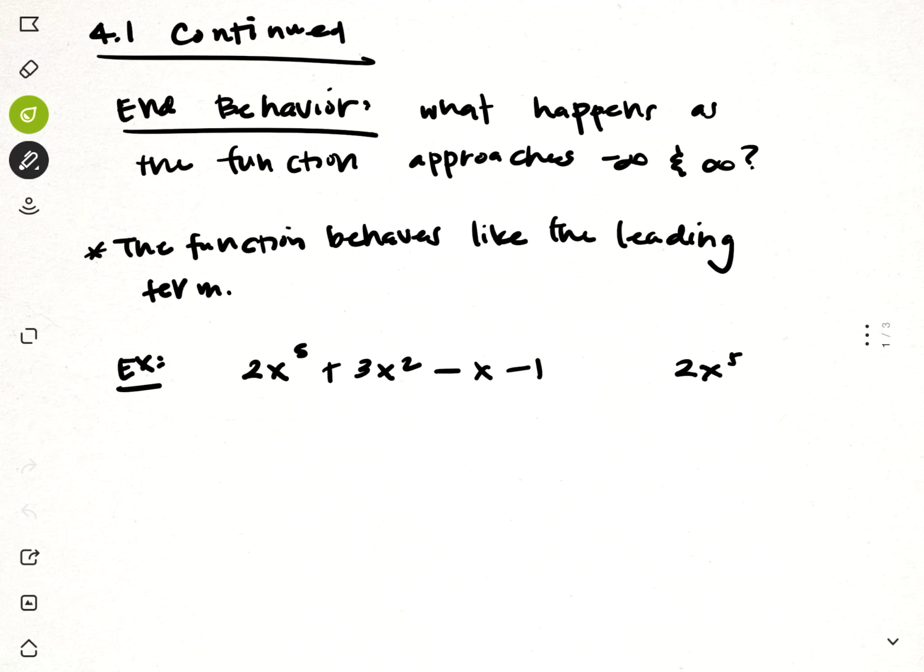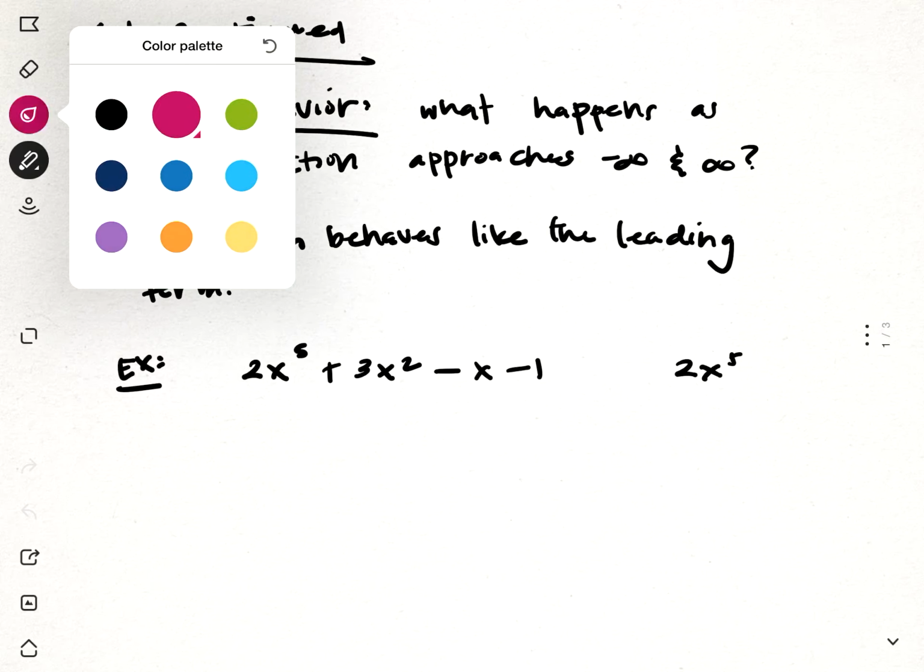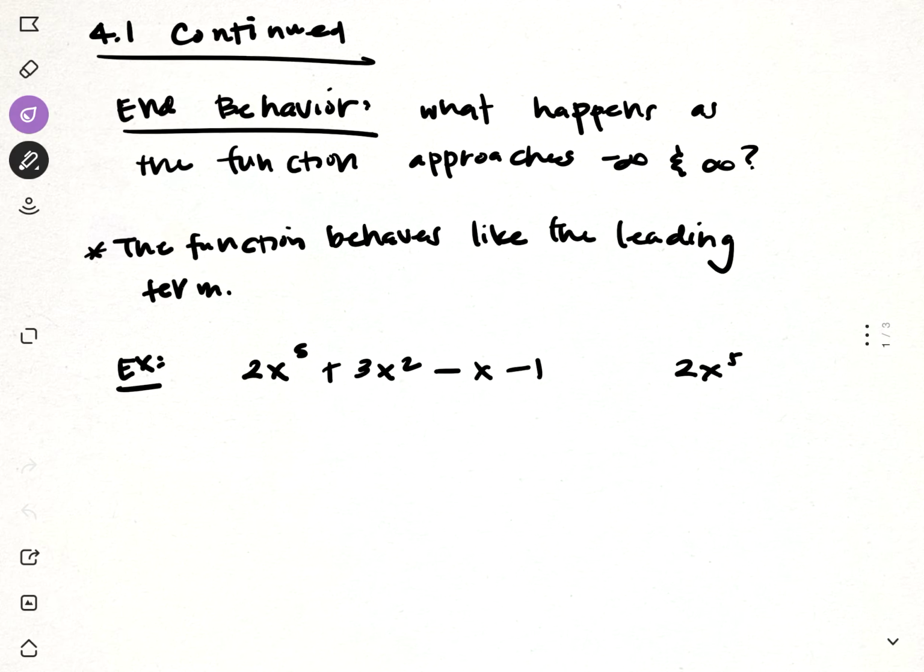Okay, welcome back. We're continuing 4.1, the graphs of polynomial functions. We're going to talk a little bit more about the parts of polynomials that tell us what the graph looks like. So we're talking about end behavior, and end behavior is important because it tells us what happens as the function approaches negative infinity or infinity. If we looked at the graph and traced it all the way to the left and all the way to the right, what would it look like?